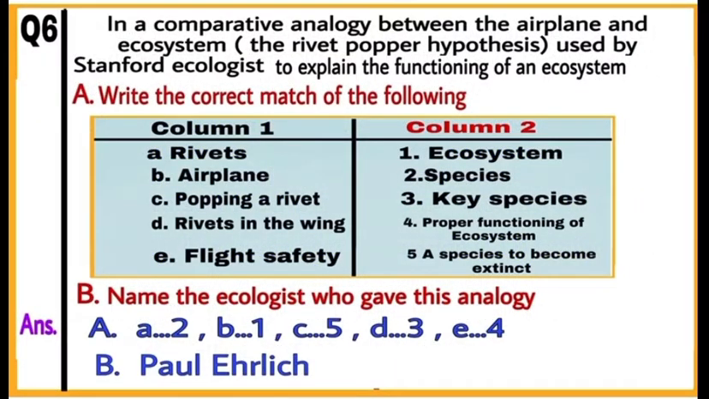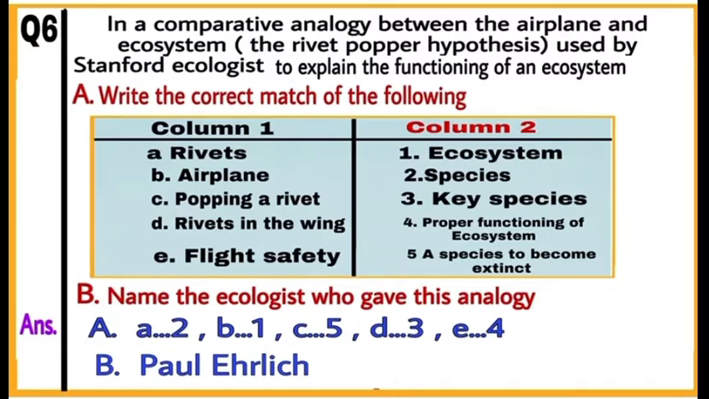Question 6. In a comparative analogy between the aeroplane and ecosystem, the rivet popper hypothesis used by Stanford ecologists to explain the functioning of an ecosystem. On the basis of this analogy, match the following columns. Here, point A. Rivets of column 1. It is compared with the number 2 species in an ecosystem of column 2.